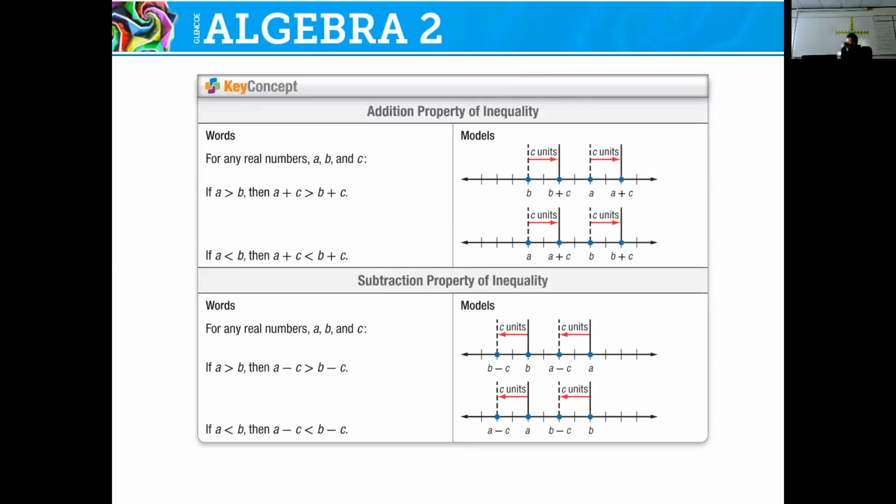Our first key concept should be on page 11 of the PDF if you're using that, or you should be able to see it on the screen. It says, for any real numbers A, B, and C, if A is greater than B, then A plus C should be greater than B plus C.